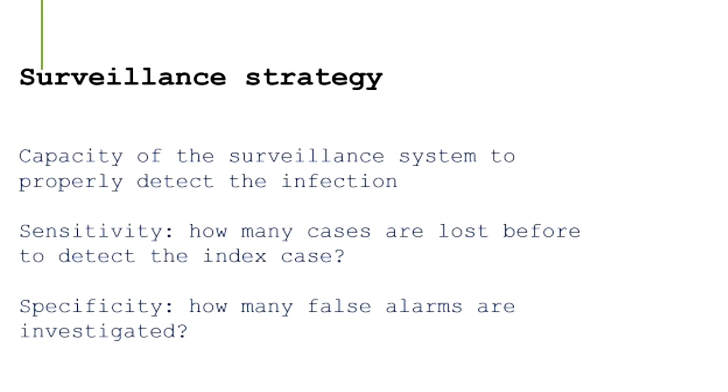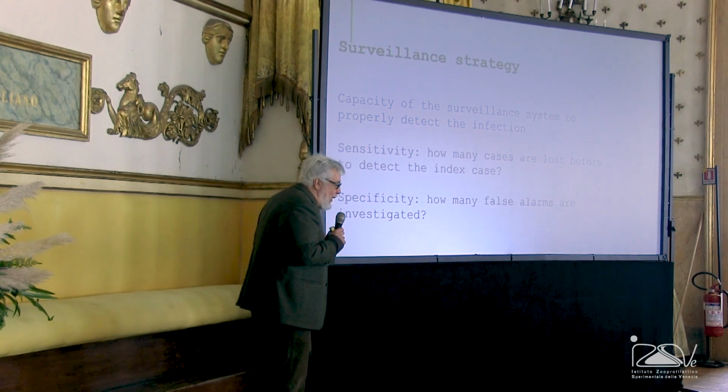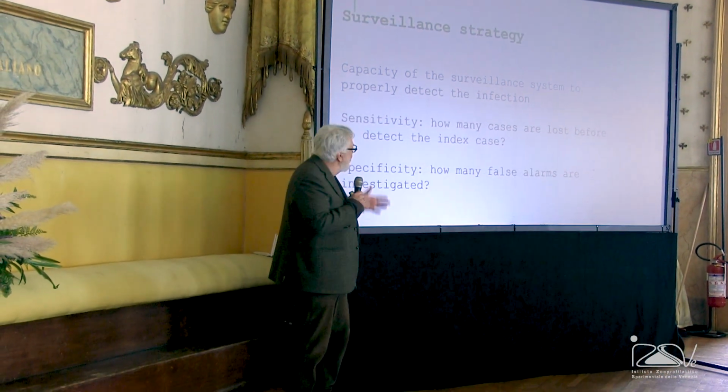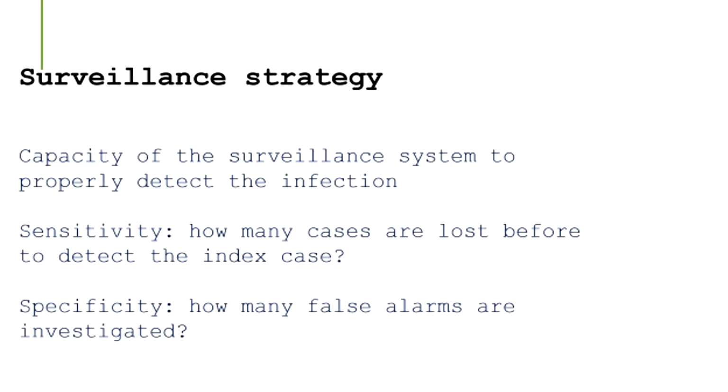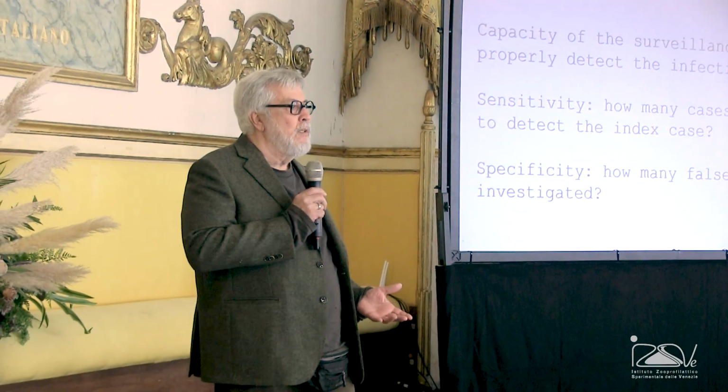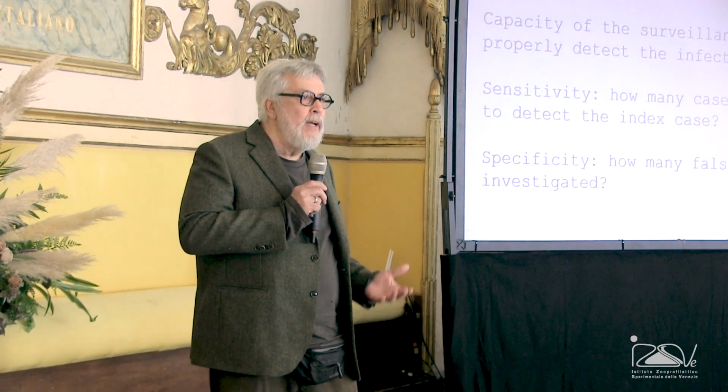So when we are talking about surveillance, we need to understand the capacity of the surveillance system to properly detect the infection. We can call this capacity sensitivity, that if we want to summarize it, the sensitivity tells us how many cases we lose before we detect the case. If the sensitivity is 10%, it means that we are losing 90% of the cases. In wildlife, if we have 10% sensitivity, we are very, very happy.